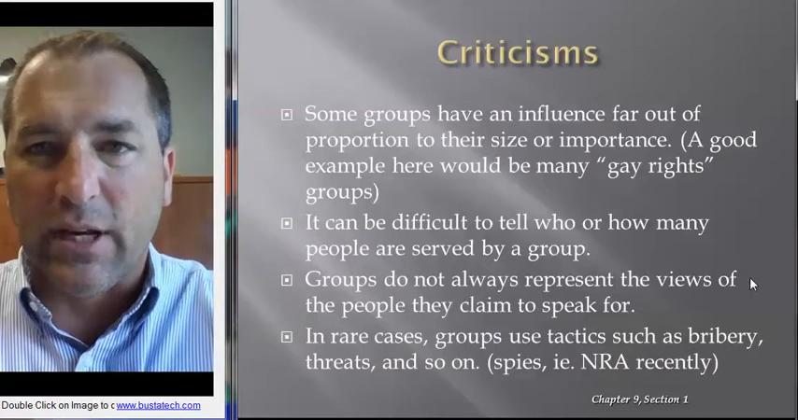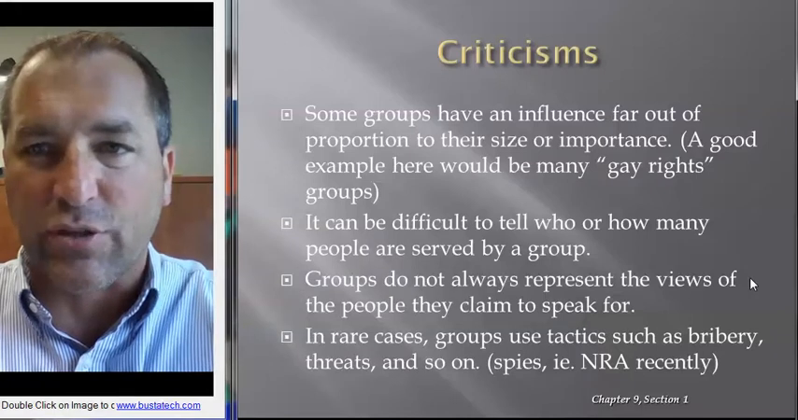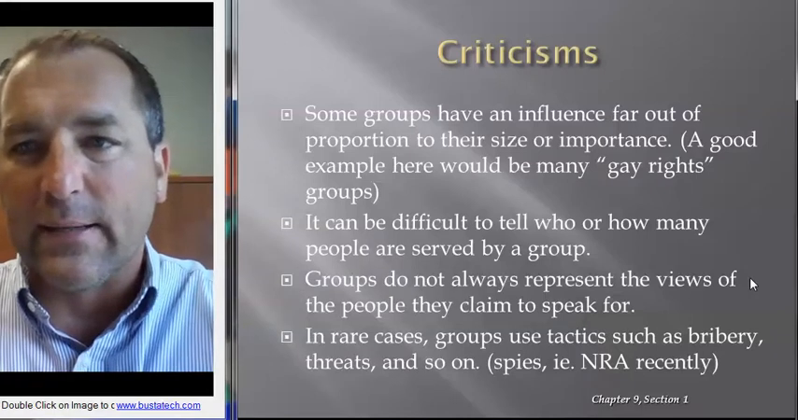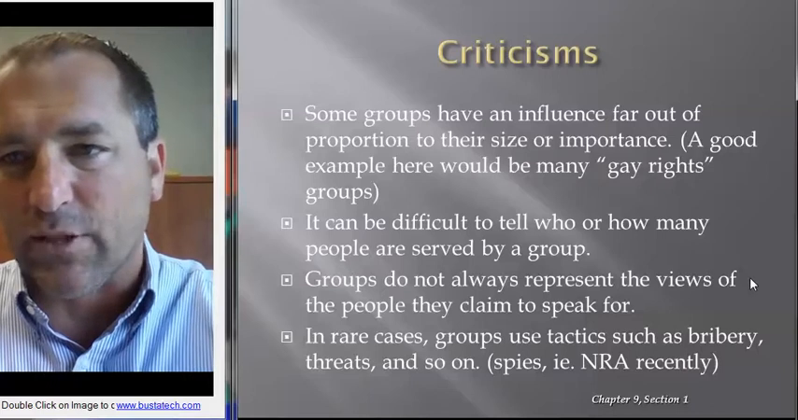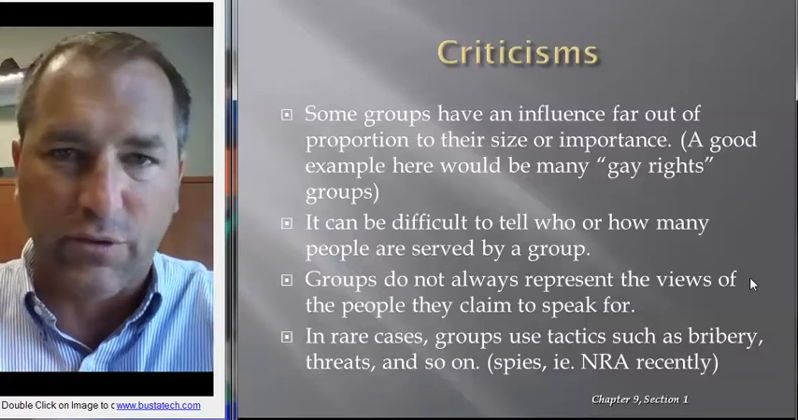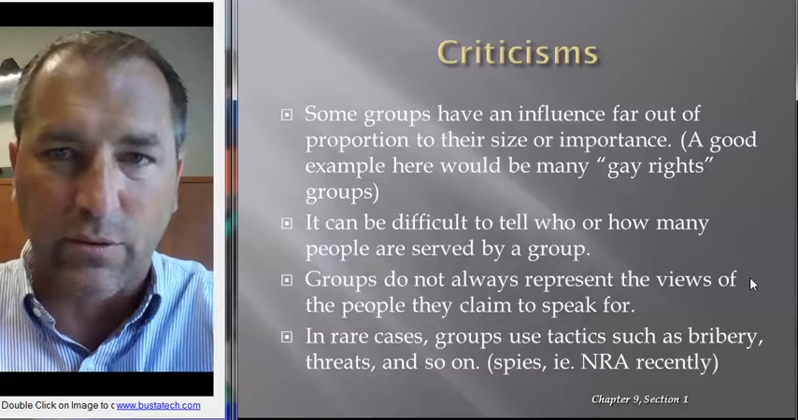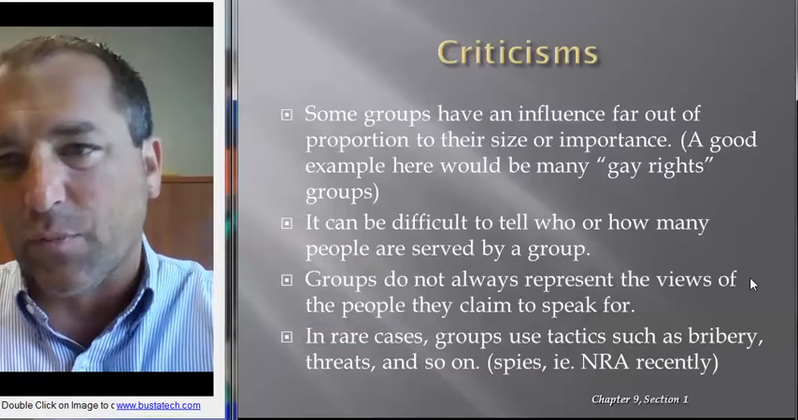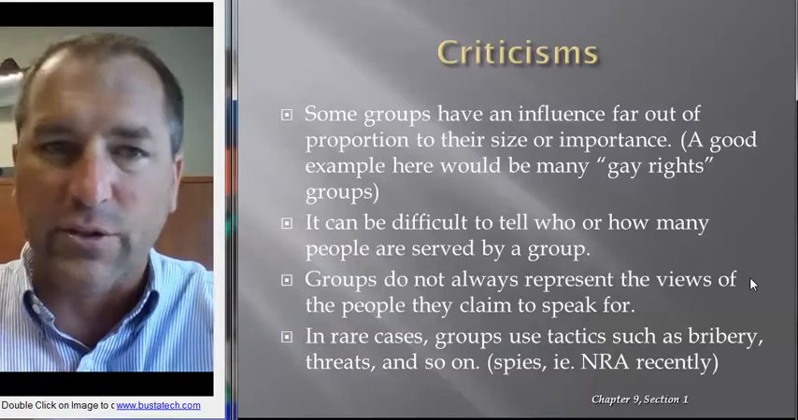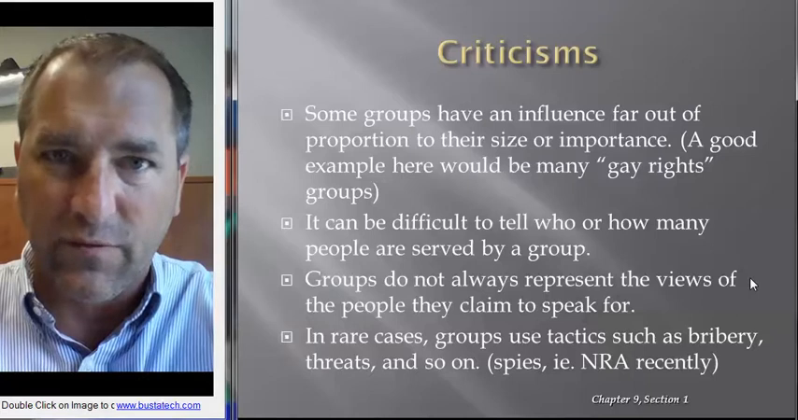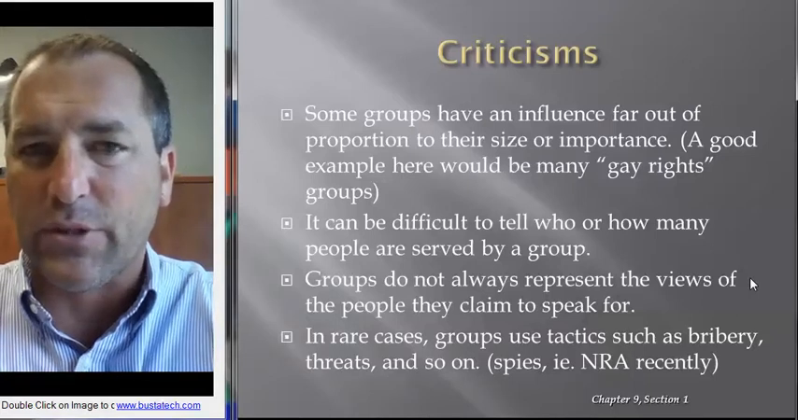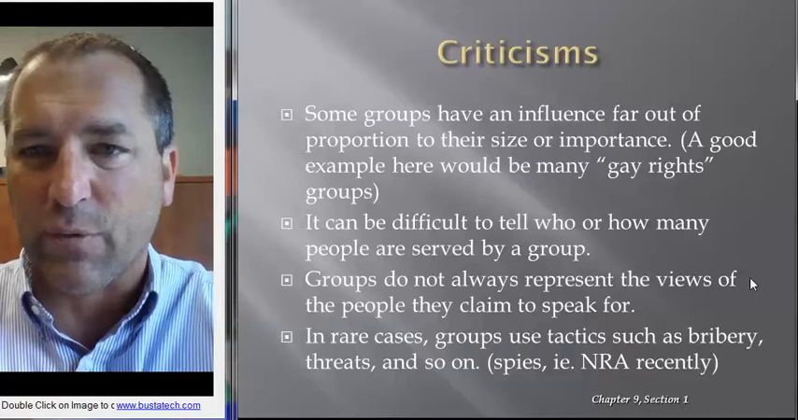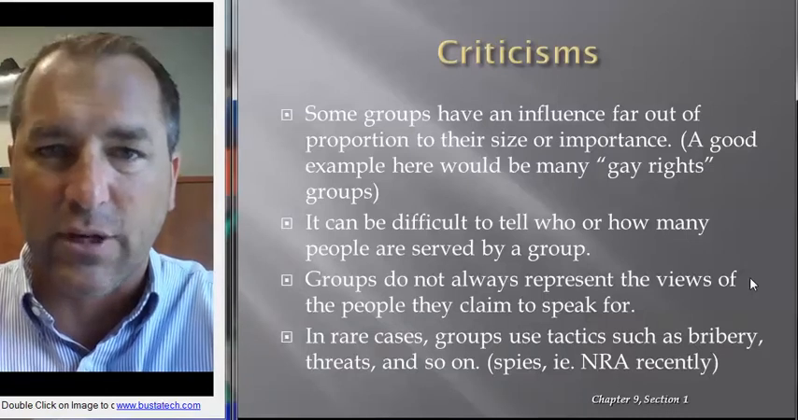Also, in rare cases, there's always competition, of course, and sometimes it can get quite nasty. So normally, if there's a group that wants to preserve gun ownership, there's also groups that would like to end gun ownership. If there's a group that would like to save the whales, there is a group that would like to fish the whales. So there's always competing interest groups trying to present their views and push them through Congress. And sometimes they can use nefarious means to accomplish those goals.